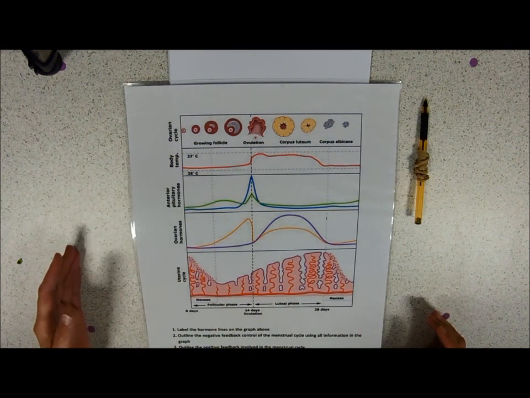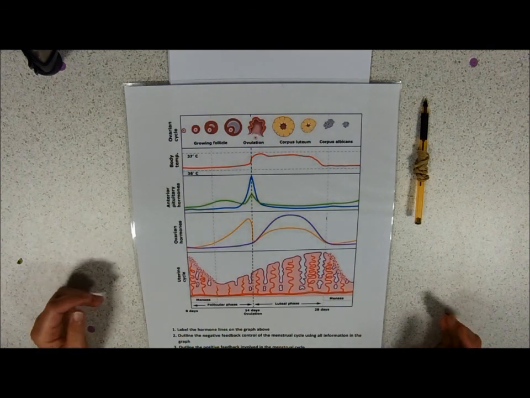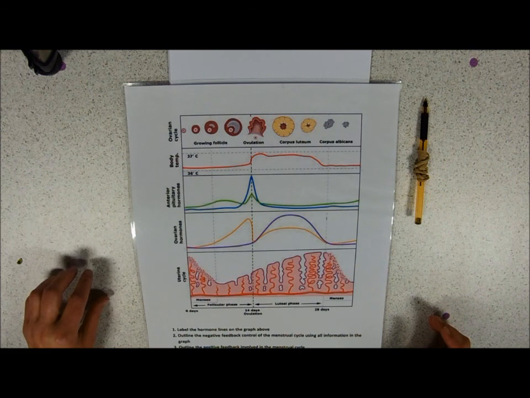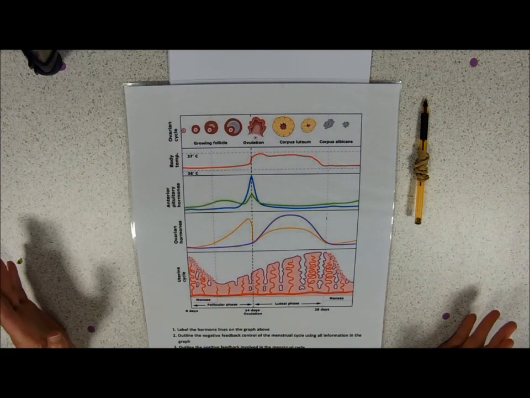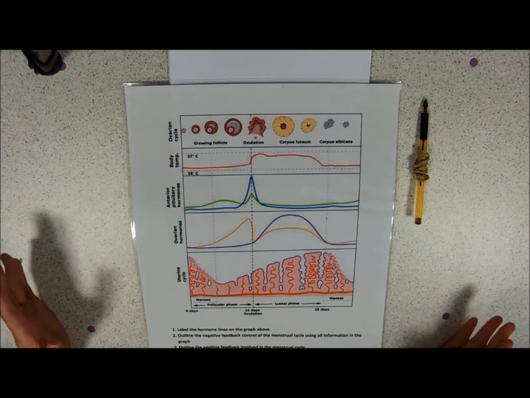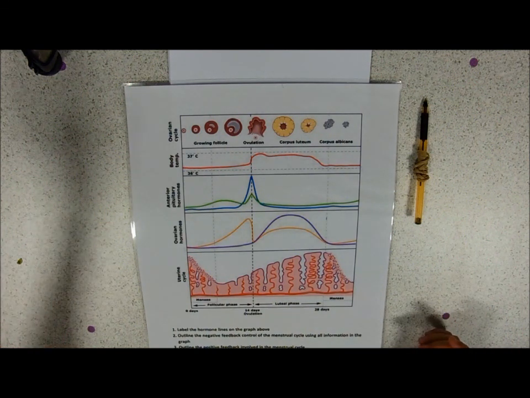You need to know their site of release, and you need to know what it is they do, and particularly if they've got a role in negative or positive feedback. So, by far the best thing to do is to make yourself a table with that information on it. So enjoy doing that.